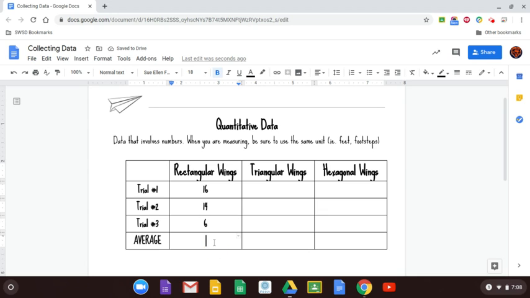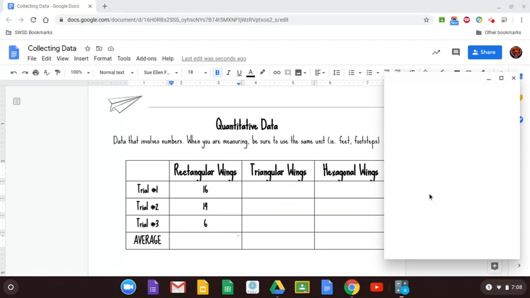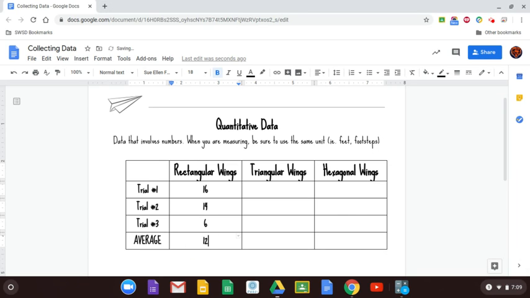Okay, over here where it says average, you're going to do a little bit of math. So this is finding the mean, or the average of your data. So basically, what you're going to do is you can open up the calculator and you are going to add up each of the data points and then divide it by your total number of data points. So if we do 16 plus 14 plus 6 equals, we have a total of 36. And since we have three numbers that we just added up, we are going to divide by 3. And my average steps that my rectangular plane flew was 12.